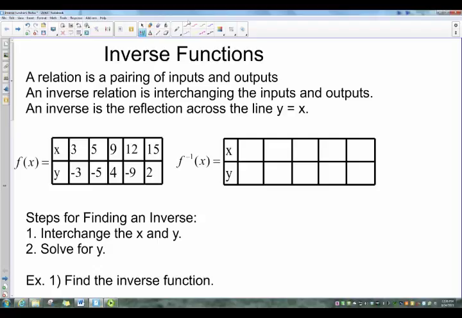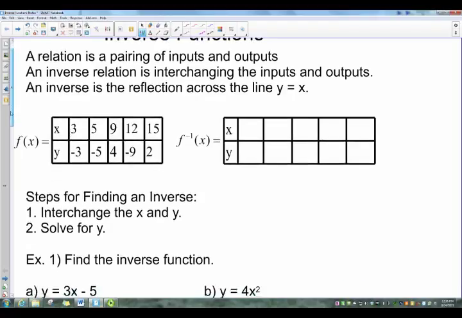So a basic example is this. I've got these inputs and outputs, these x's and y's. If I look at the inverse, and you see right here this f of -1, that's the symbol for inverse, my x's and my y's switch. So all of my y's now become my x's: -3, -5, 4, -9, and 2. All of my x's now become my y's: 3, 5, 9, 12, and 15. That's one way to tell that something is an inverse.